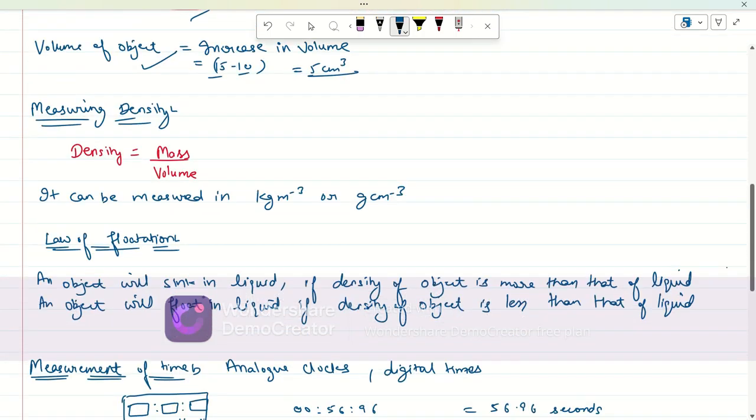How can we measure density? Density is given as mass per unit volume, or we can say density gives a measure of how concentrated the mass is in an object. It can be measured in kg per meter cube or gram per centimeter cube. Now the law of flotation states that an object will sink in a liquid if the density of the object is more than that of the liquid, and an object will float if its density is less than that of the liquid.